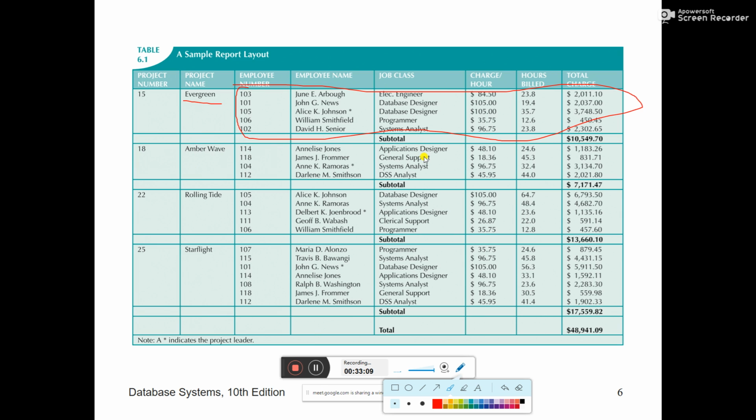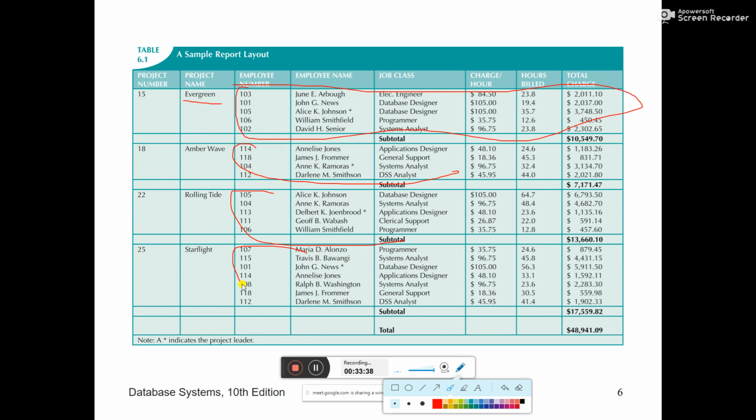Like for the Evergreen project, number 15 shows 5 entries, and all those entries are related because they each share project number 15. So each time a new record is entered for the Evergreen project, the number of entries here, right now 5, will increase to 6, then to 7, then to 8. So this is a repeating group. Another repeating group is over here, and another over here.